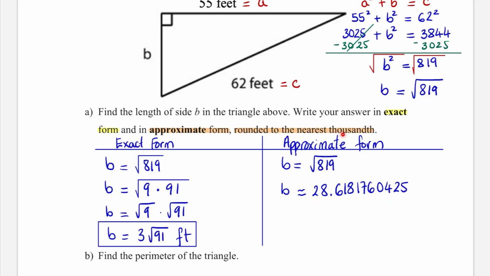And the question is asking me to round to the nearest thousandth, which is 3 decimal places. That means I need 3 digits after the decimal point. This is a 1, so I need to round down to 28.618. And the unit is feet.